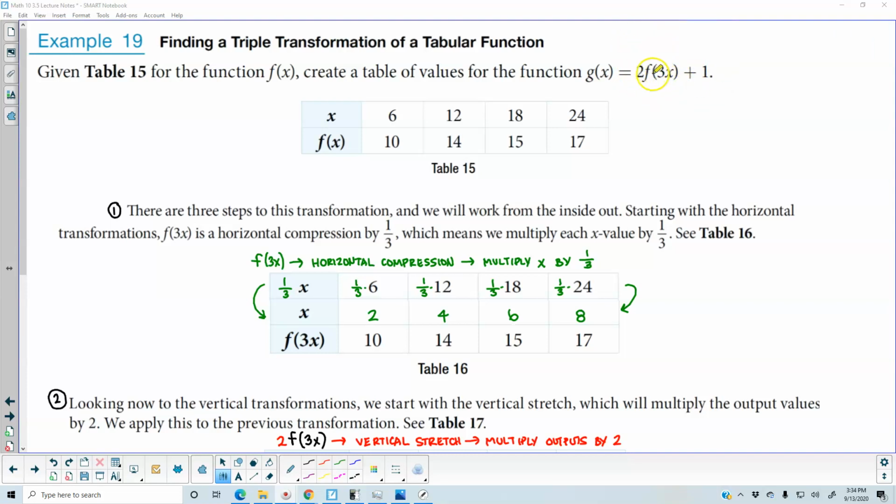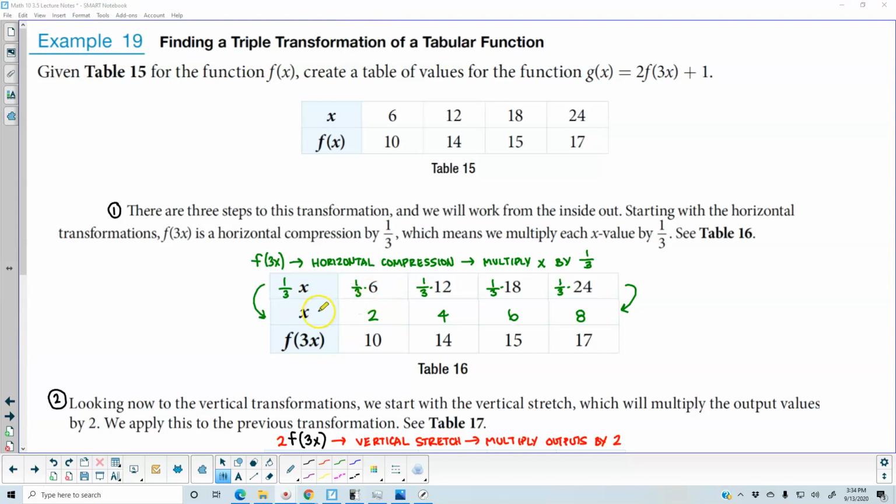First things first, there are 3 steps to this transformation, and we will work from the inside out, starting with the horizontal transformation f of 3 times x, which is a horizontal compression of 1 over 3, which means that we need to multiply each x value by 1/3. So f of 3x tells us that we have a horizontal compression by multiplying each x by 1 over 3. So we're going to take 1/3 and multiply by its inputs.